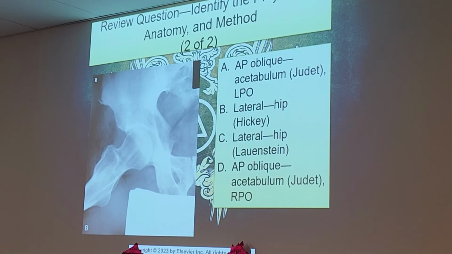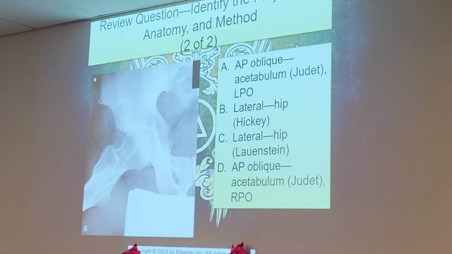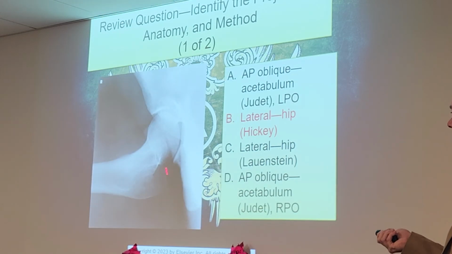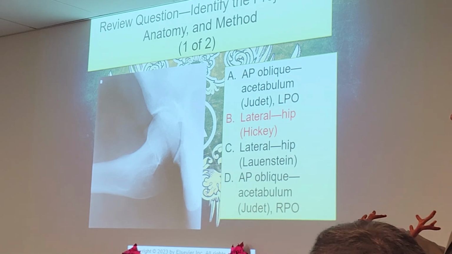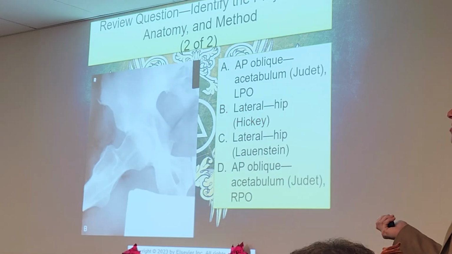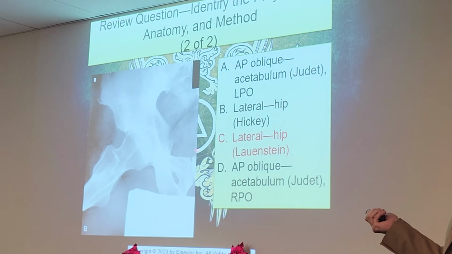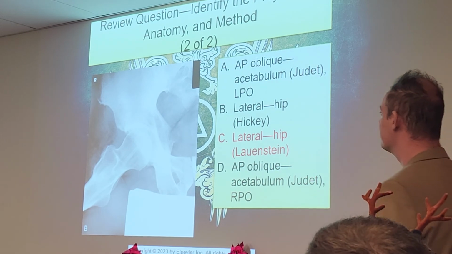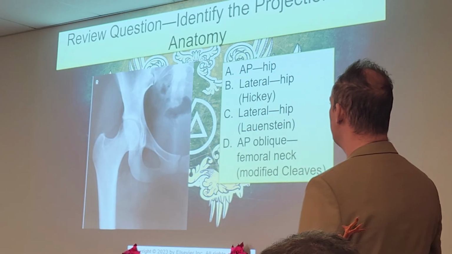All right, and what is this here? Probably C. That's going to be a regular lateral hip, the Lauenstein method, because the neck is not elongated. You'll see the difference between those two. See how it's distorted and elongated on the Hickey? It's the femoral neck that becomes distorted. If I go to the next one, see how it's foreshortened? This is how most of your lateral hips are going to look, because we almost always do the Lauenstein method, not the Hickey method. That's the difference between the two. And what is this?